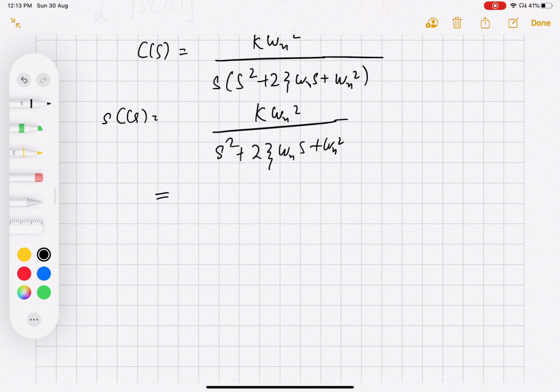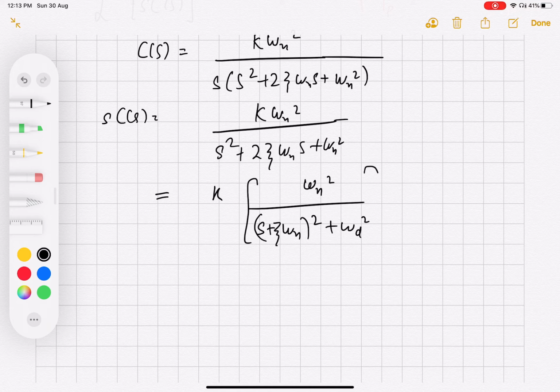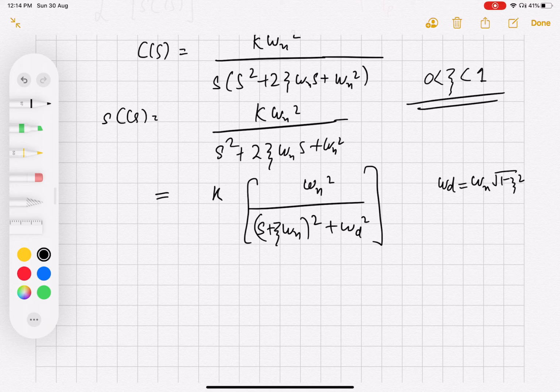So let us go for the partial fraction expansion if we need it. We write this as k omega n square over s plus zeta omega n whole square plus omega d square. This is what we have done before as well. Here omega d, again let me remind you, is omega n under root of 1 minus zeta square. So this is the case of zeta being between 0 and 1, so the poles are complex, and this is how we have to do the inverse Laplace transformation.